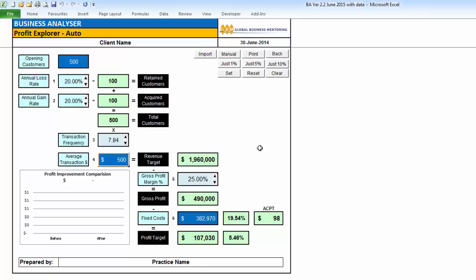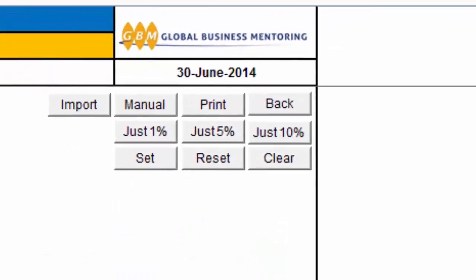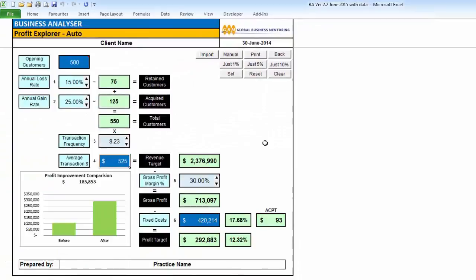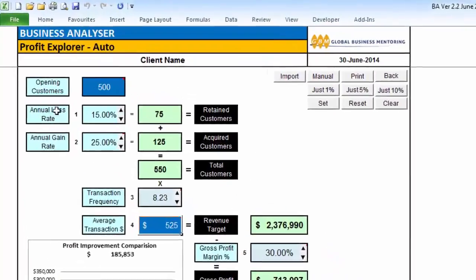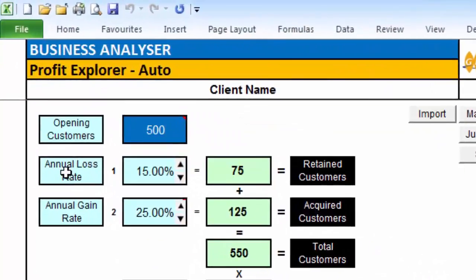And the next thing would be to demonstrate to the client, well, if that's what would happen if it was only a 1% increase, then what do you think that number might be if it were 5%? So let's demonstrate that. And we can see now that from our 500 customers originally, the loss rate has reduced to 15% from 20. The gain rate has increased from 20 to 25.